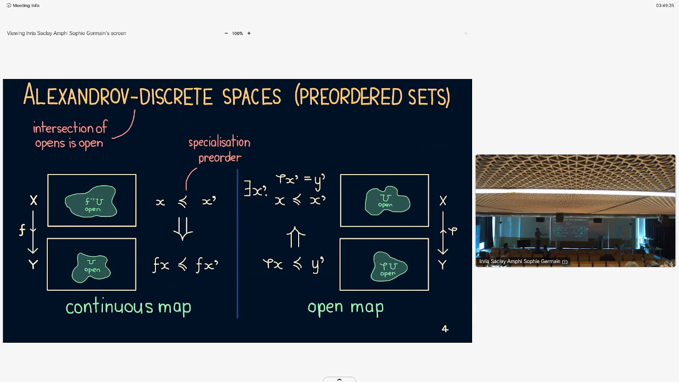So this notion of retromonotone map of preordered sets corresponds to having open maps of Alexandrov discrete spaces, and then you can combine them together, and so the open continuous maps of these Alexandrov discrete spaces are the lens-like notion in this setting. Okay.